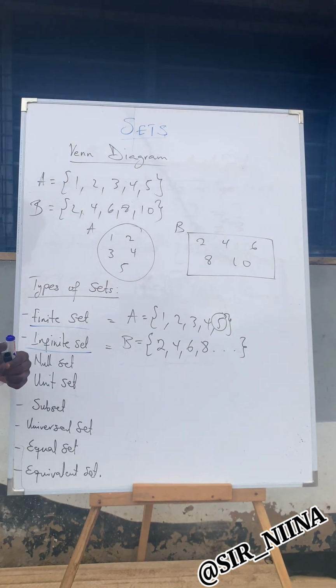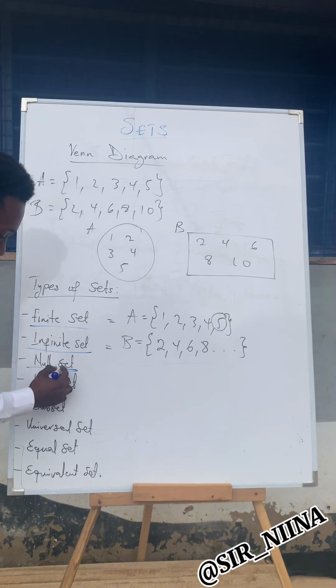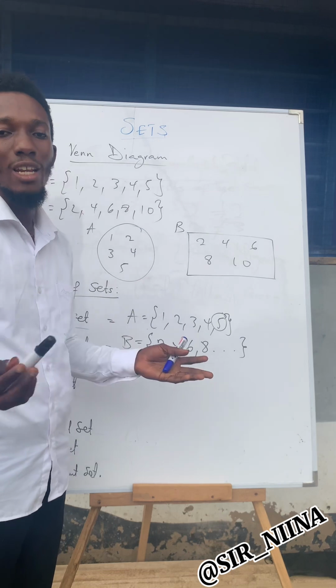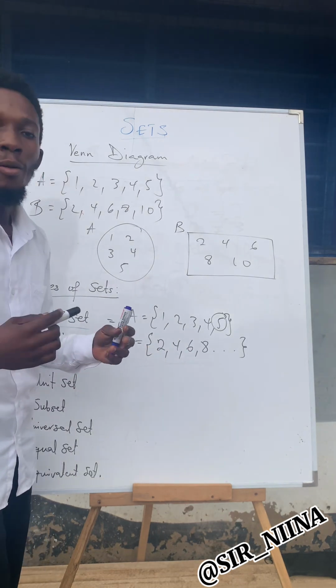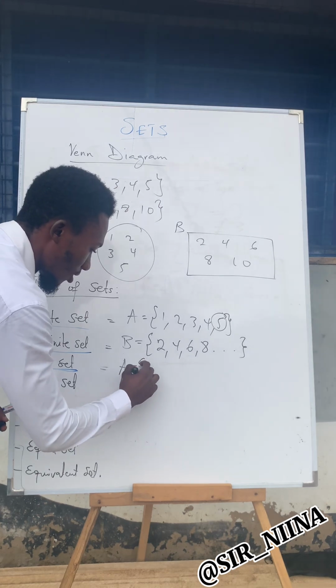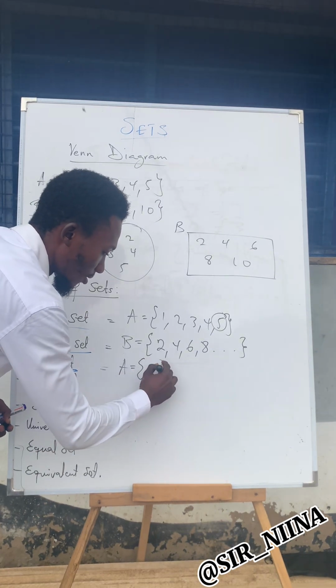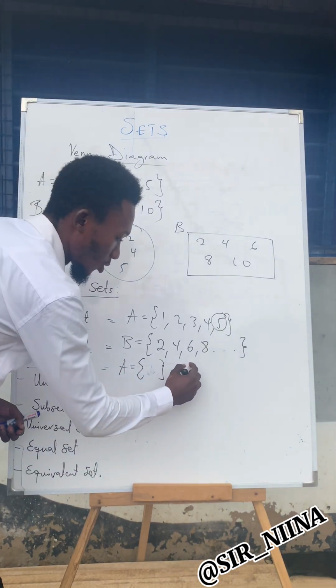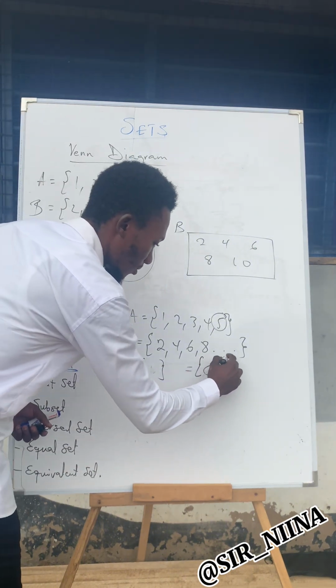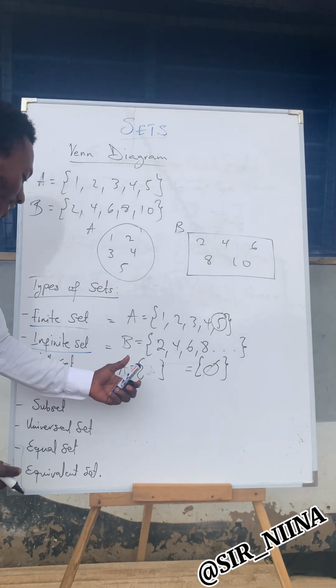Now let's move on to the next type of set, that is the null set. When we talk of the null set, that is the empty set: a set with no element, a set with no member. So set A with no member. There's no member. That can also be represented like this. There's no element in the set.